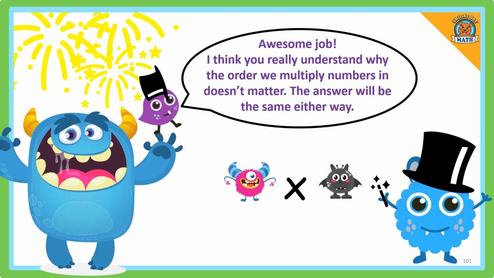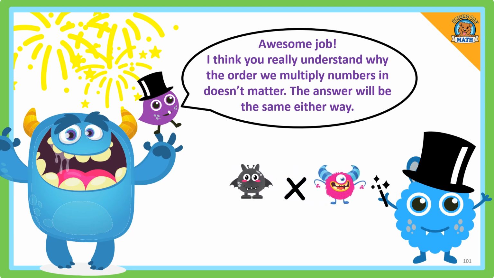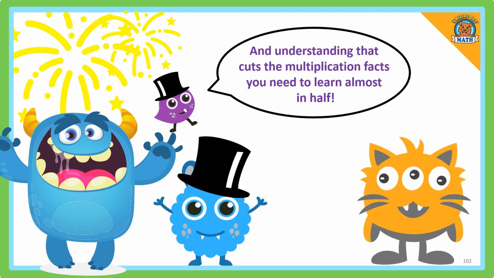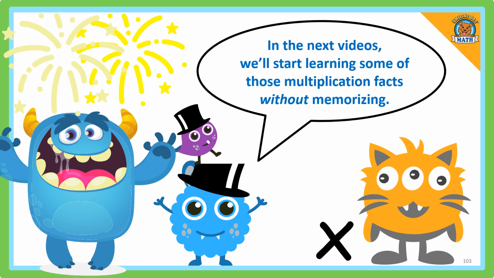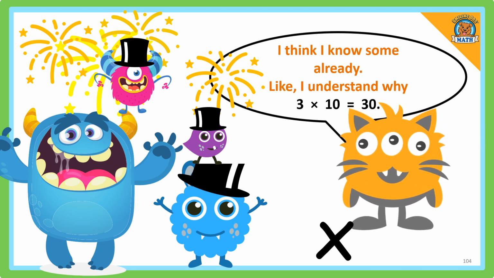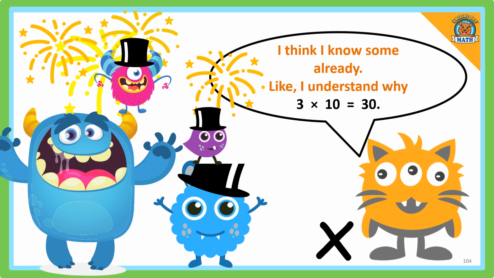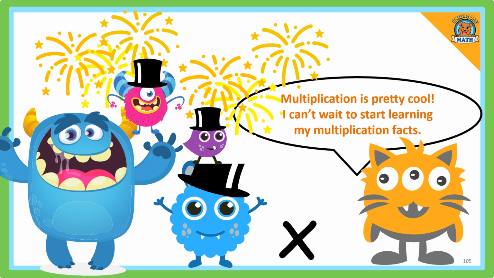Awesome job. I think you really understand why the order we multiply numbers in doesn't matter. The answer will be the same either way. And understanding that cuts the multiplication facts you need to learn almost in half. In the next videos, we'll start learning some of those multiplication facts without memorizing. I think I know some already. Like, I understand why 3 times 10, or 3 groups of 10, it just has to be 30. Multiplication is pretty cool. I can't wait to start learning my multiplication facts.